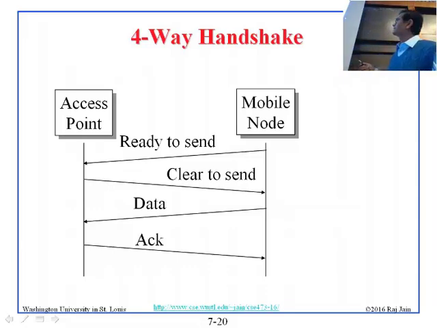Once you get your reservation, then you send your data for 10 seconds, then the access point will send you an acknowledgement. You see, there is an acknowledgement right at the MAC layer 2. Why do we need the acknowledgement here? Because the probability of loss is very high. So rather than waiting for TCP to time out, we don't worry about TCP, we just take care of it here at layer 2. Okay, this is the four-way handshake, CSMA-CA.